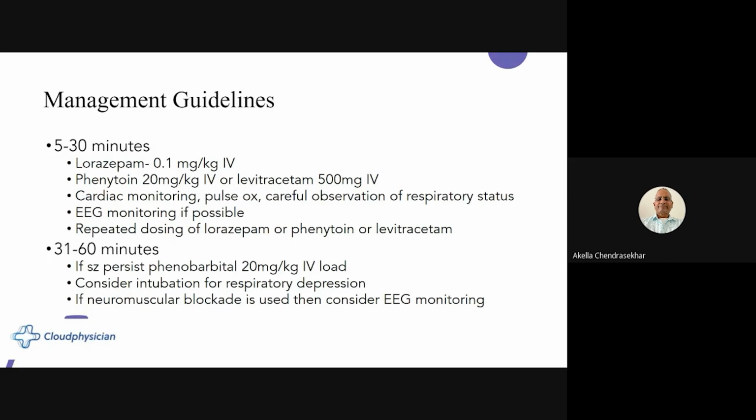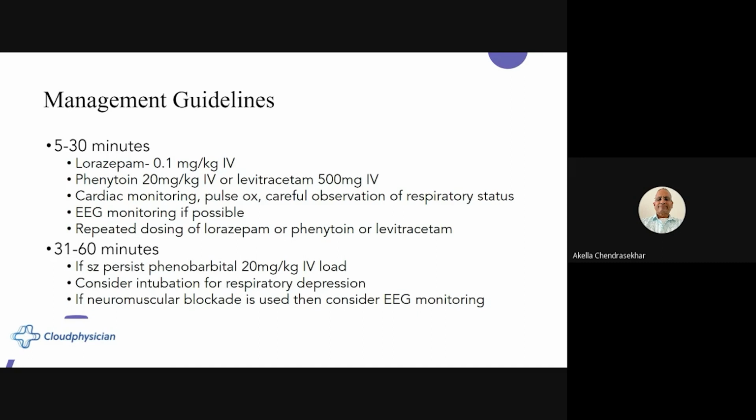Repeated dosing of lorazepam or phenytoin or levetiracetam may be needed. Do it. Remember, 31 to 60 minutes. If the seizure activity is still persisting by a half hour, you're on the clock. Get phenobarbital on board. Now, if you're going to put phenobarbital on board, remember, they're going to stop breathing.